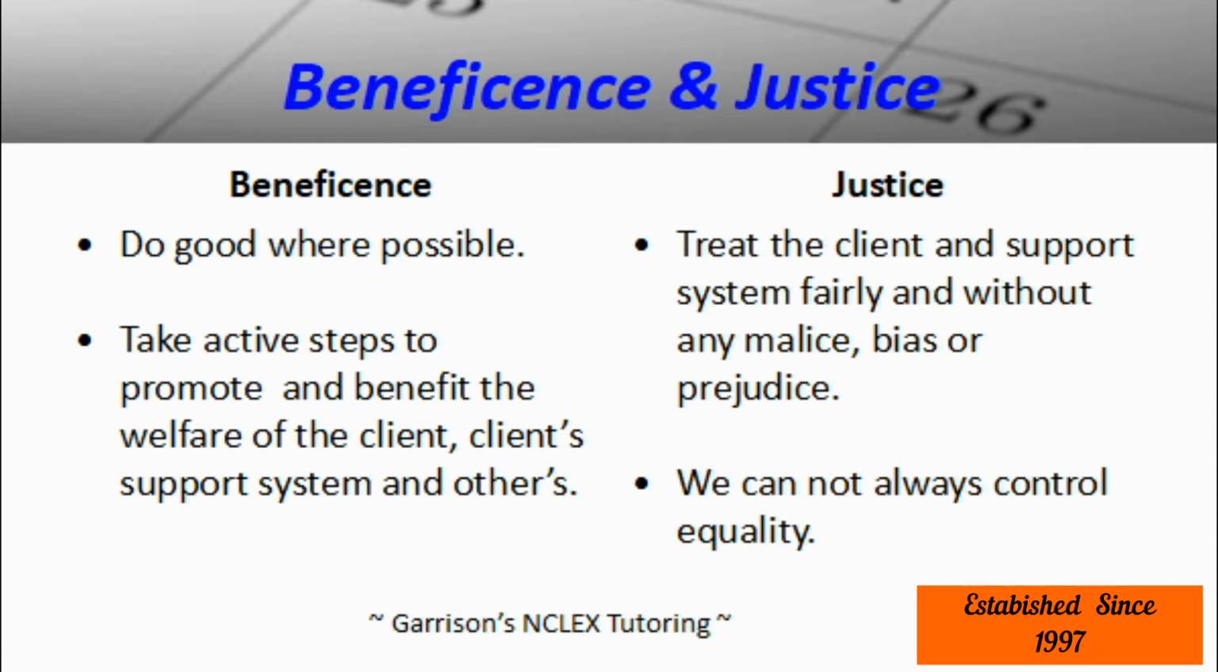This is an NCLEX alert. There was a question on the NCLEX, something about the nurse manager looks at a research study, and she notes the staff's attitude towards the client. This affirms which ethical principle? In this case, the answer would have been justice, right? Because we're supposed to treat the client and support system fairly without any malice, bias, or prejudice. So the staff's attitude towards the client would fall under the ethical principle of justice. This is the end of the NCLEX alert.